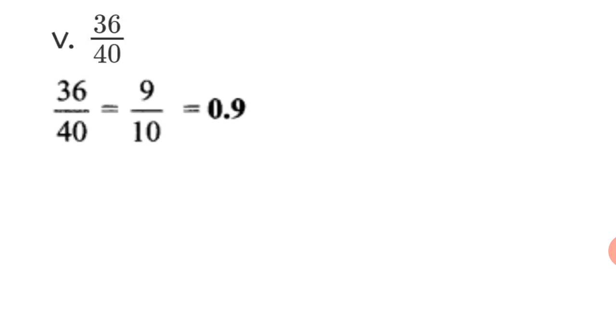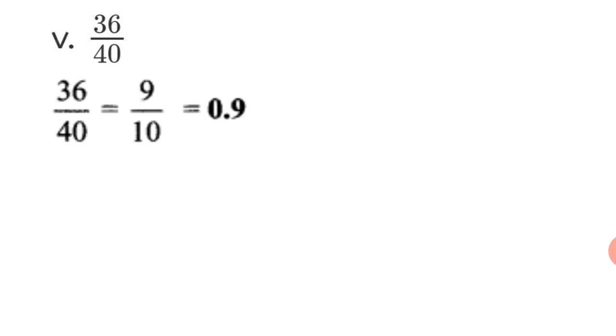Fifth sum, 36 upon 40. Now we have 40 and the numerator is 36. Both are divisible by 4, and when divided by 4 we know that we will get 10 in the denominator. So we will divide this fraction. You can do rough work.